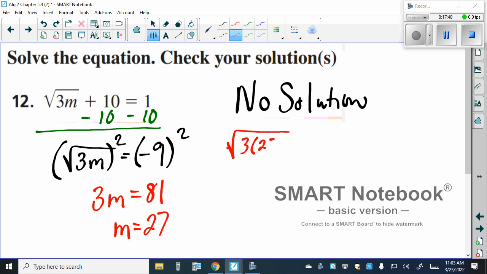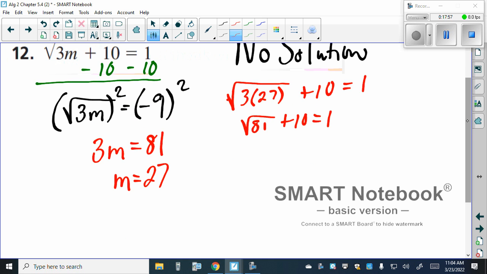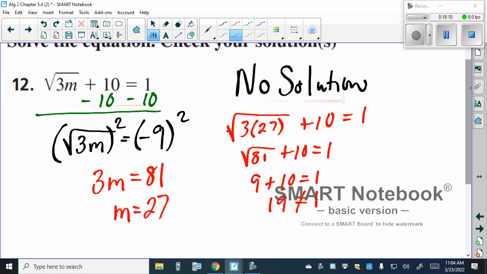3 times 27 plus 10. And again, for this to work, whatever comes out of that radical would have to be negative. We can't have that happen. It's just telling us that the square root of 81 plus 10 is 1, which would be 9 plus 10. 19 does not equal 1. It just doesn't work. Questions on this here?